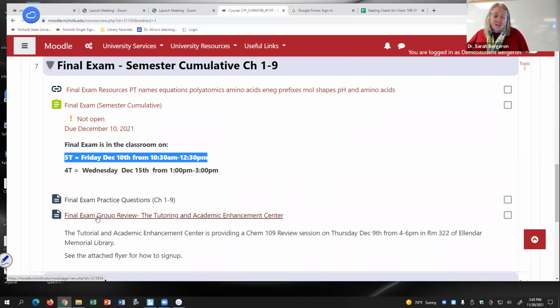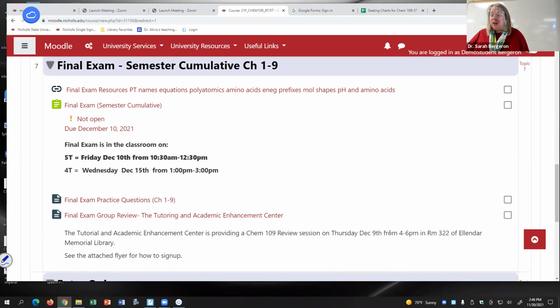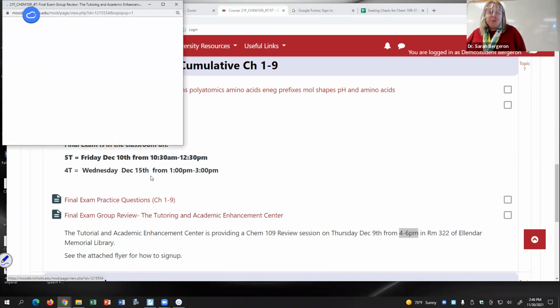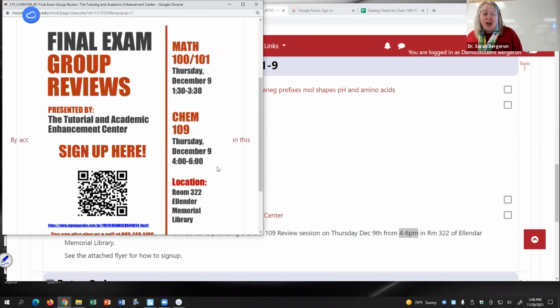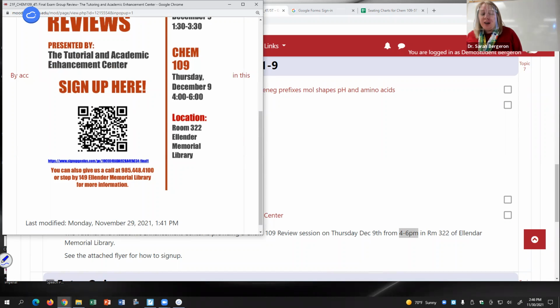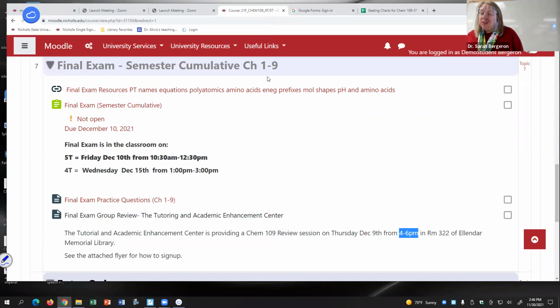And then the last thing is that on that Thursday after class, the Tutorial and Academic Enhancement Center is providing a free Chem 109 review session. It's that same Thursday, from 4 to 6 p.m. in the library. If you want to participate in that, they have all of my material, everything that we normally do in class. You go to the flyer or the link, scan the QR code, and it will take you and you can sign up. And it is free. And it's good. So those were the things I covered with the class before we figured out what was happening with Zoom.